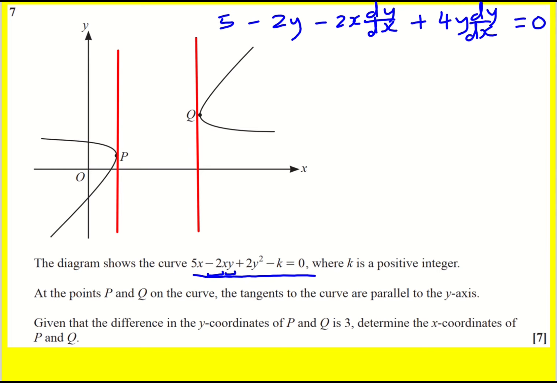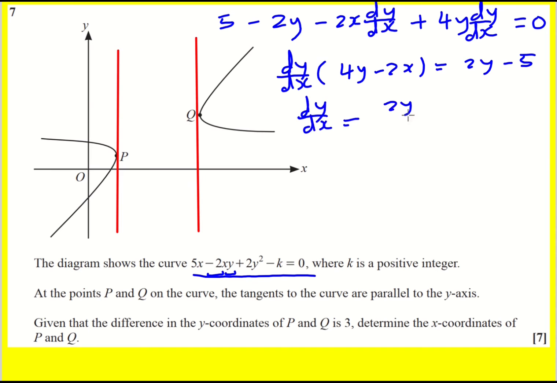So what should I do now? I'll keep the dy by dx's on the left. So it will be dy by dx times 4y minus 2x equals 2y minus 5. So dy by dx equals 2y minus 5 over 4y minus 2x.